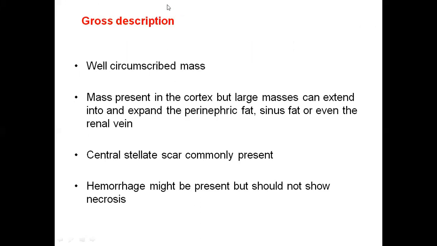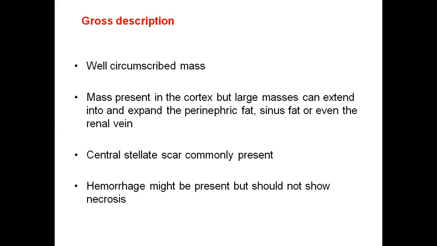In terms of the gross description, these tumors are very well circumscribed. They commonly arise in the cortex region, and the tumor can grow outward into the perinephric fat and inward toward the sinus fat, or even compress the renal vein. They commonly expand, but they do not invade the perinephric fat or the sinus fat. When we cut and open them, there is commonly a central stellate scar, and there can be some hemorrhagic areas as well, but there is no necrosis.